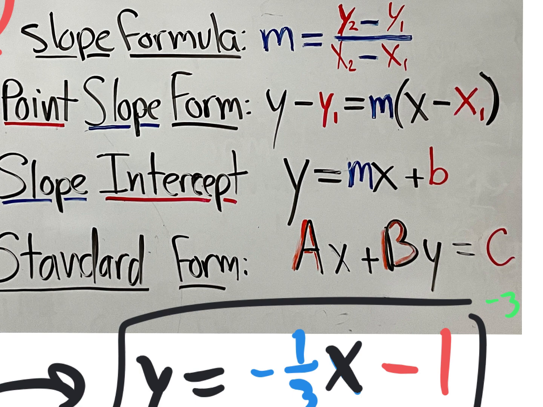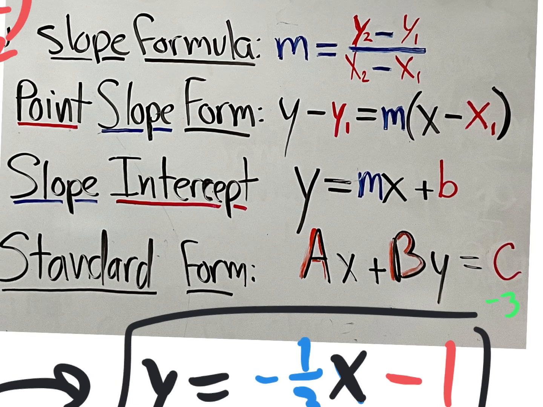After that, if you want to change to slope-intercept, get rid of the parentheses by distributing and by moving this over to the other side, and you'll have y by itself, and it'll be in slope-intercept. And after that, if you need it in standard form, subtract this term, move it to the other side, and you'll have your ax plus by equals c. It's that simple, guys. I hope this helps.